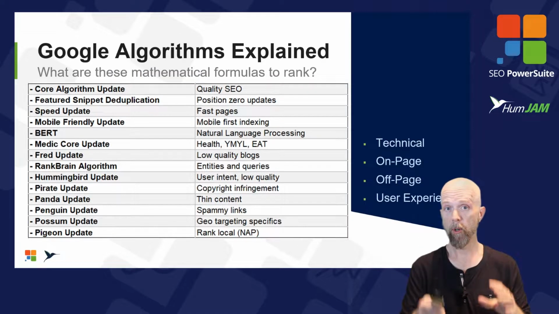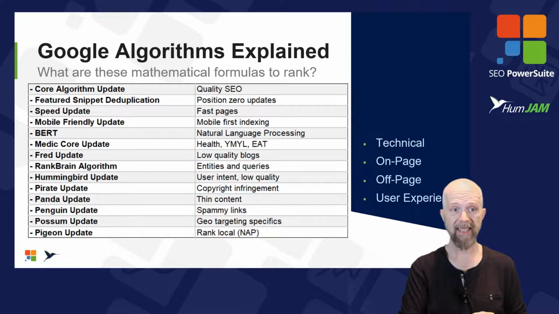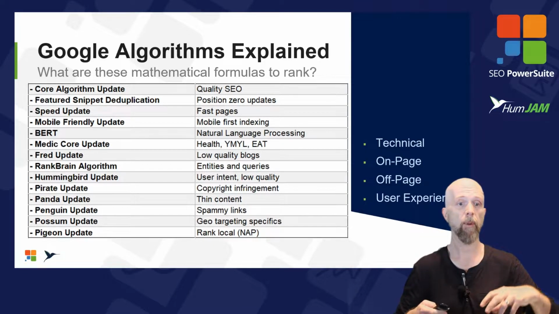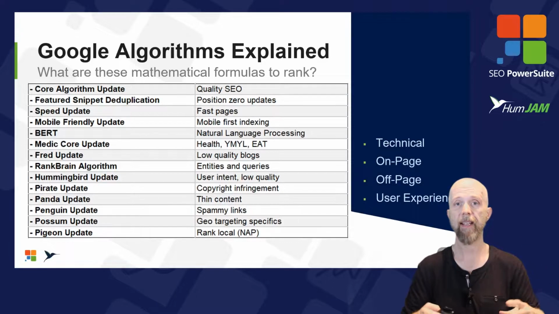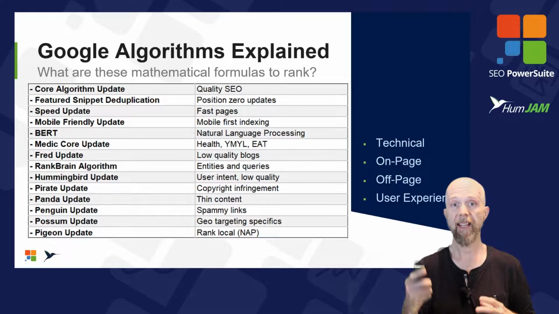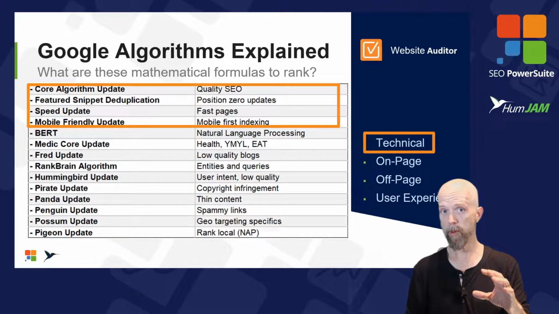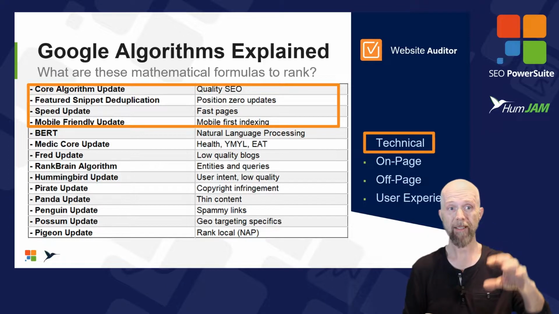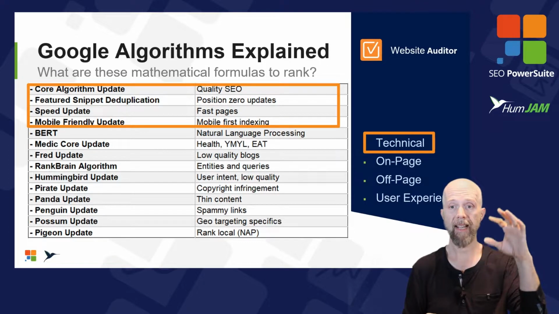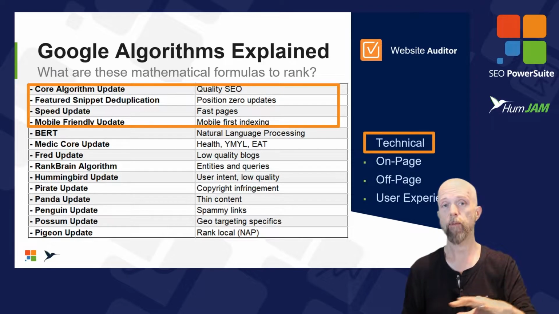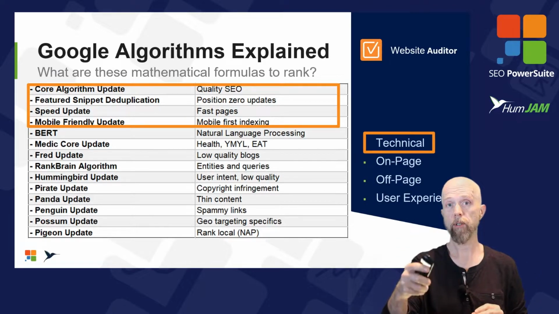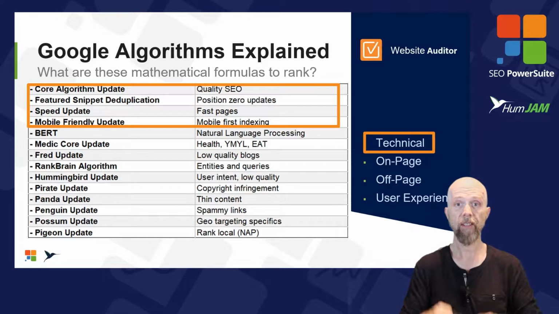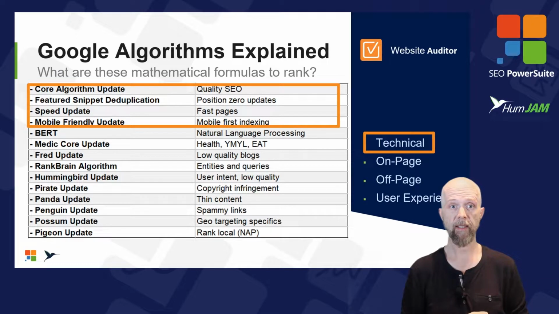Now, Google algorithms, you've probably seen these names, from Hummingbird to Pirate Update to Panda Update to Possum, and on and on and on. It's fun to learn these things, but let's put in perspective here for the fundamentals. Basically, these particular ones, when you're looking at the core algorithm update or the speed update, this is the technical side. Remember that technical side? And we use a tool called Website Auditor to kind of look at that. And we're going to look at that in this video.